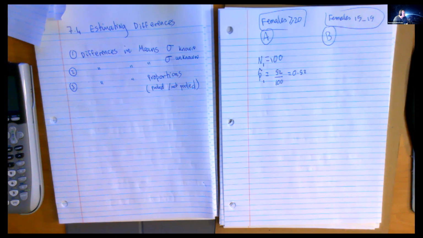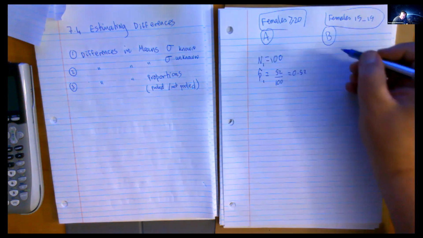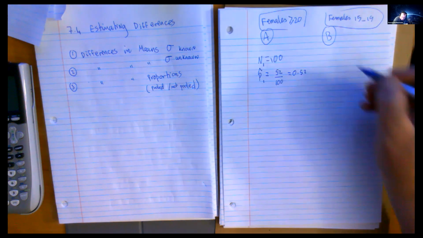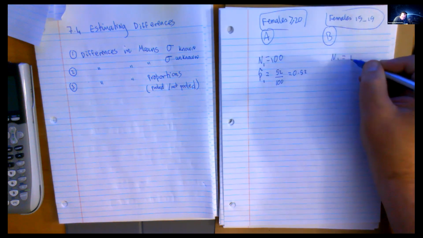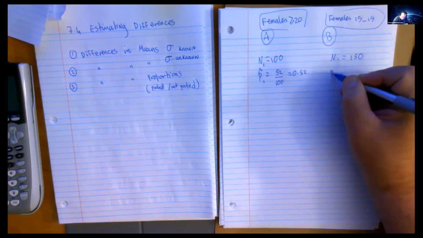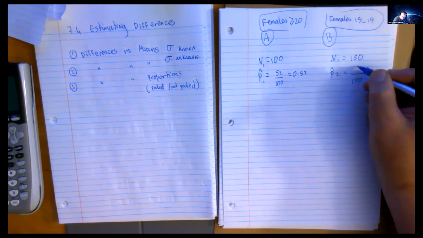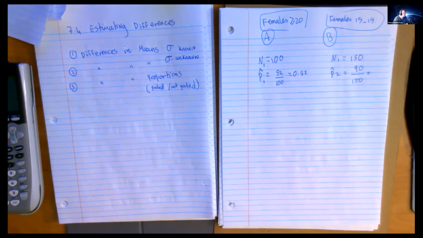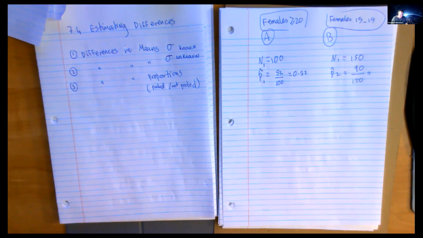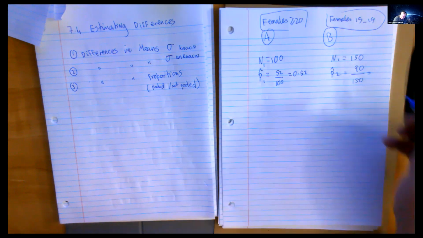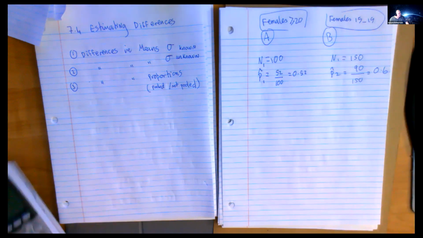So far, so good. Then you went and you asked the 15 to 19-year-old, and you found 150 of those. And out of that 150, 90 of them said they liked very sweet chocolate. And so you would go 90 divided by 150. You think I could do that in my head by now? But I can't, right? It's 0.6.